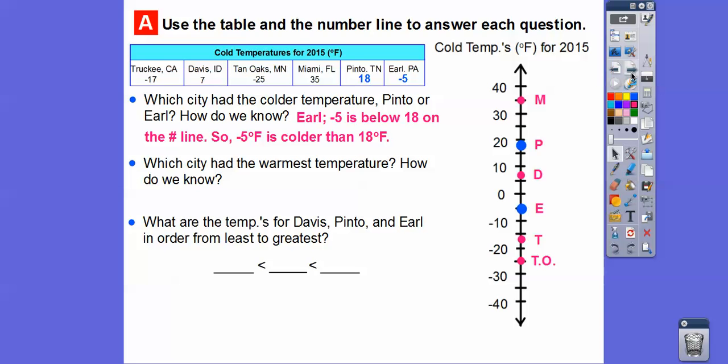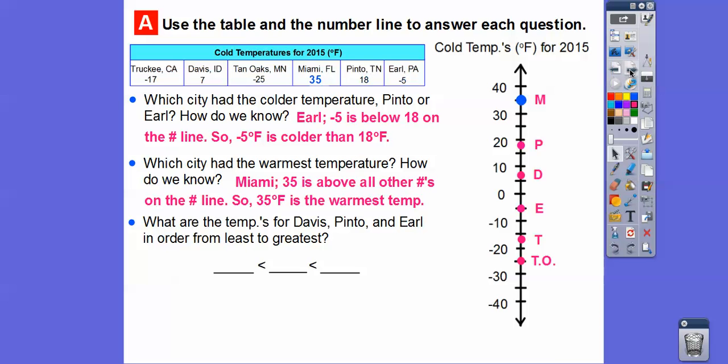So which city had the warmest temperature, and how do we know? Well, that's the one way up here, okay? So it's going to be Miami up there, and we know that because it's the highest number on the number chart right there. And so what are the temperatures for Davis, Pinto, and Earle in order from least to greatest, okay? So Davis is 7, Pinto is 18, and Earle is negative 5. Okay, so when we graph those, here they are right here. So here's negative 5. Here's that 7 right here for Davis, and then Pinto was at 18. So that's these three numbers right here.